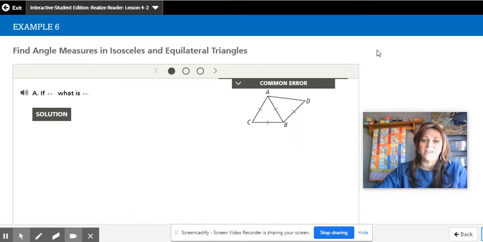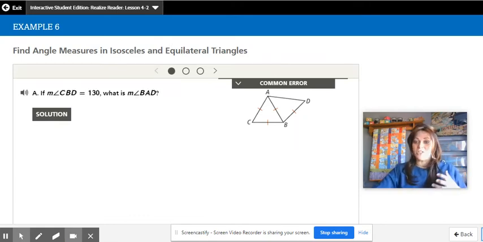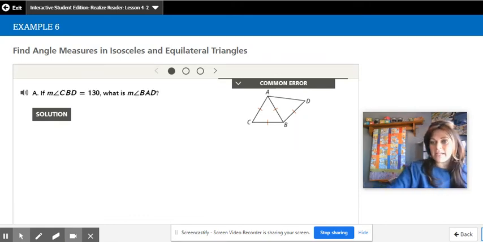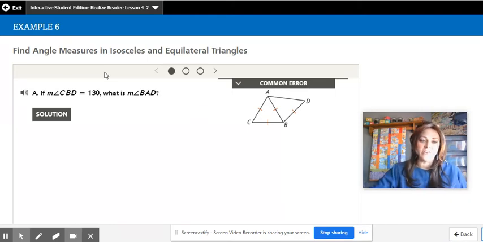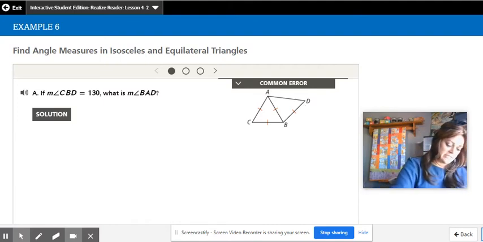Finding angle measures in isosceles and equilateral triangles. So you are actually going to do some calculations. I've got my paper ready to help you out. It says if angle CBD, remember the middle letter is the vertex, CBD is 130. So give me a second to draw this out. And again, oh my goodness, my drawing is terrible. You'll get the idea though in a second.